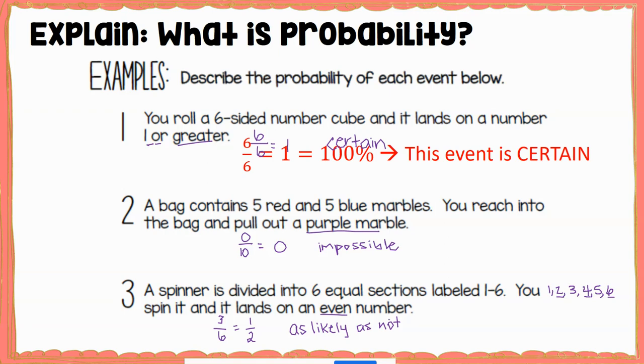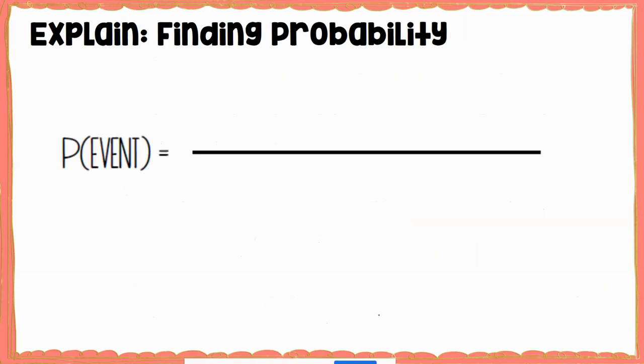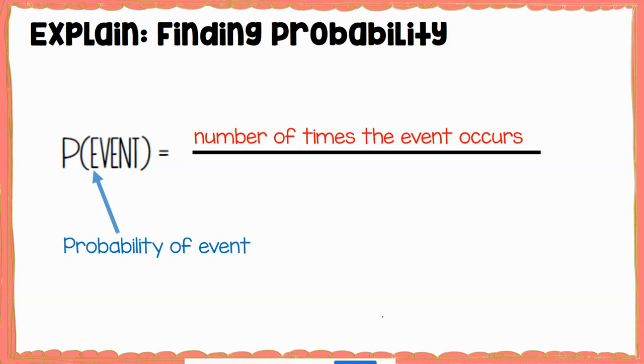Now let's look at page 16. Page 16 says the probability of an event. So when we see P and then we see something in parentheses, this always means probability of event. So you should write that. To find the probability of event, we're going to do what we were just doing. That means we're going to take the number of times that the event occurs and put it over the total number of possible outcomes. So you should write this on the line in your notes.